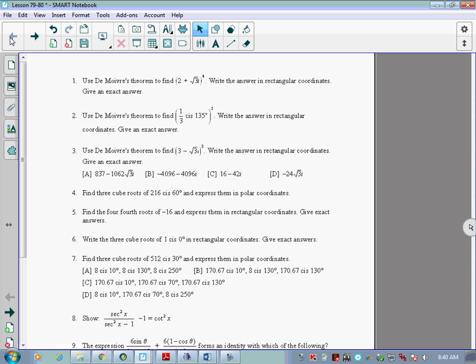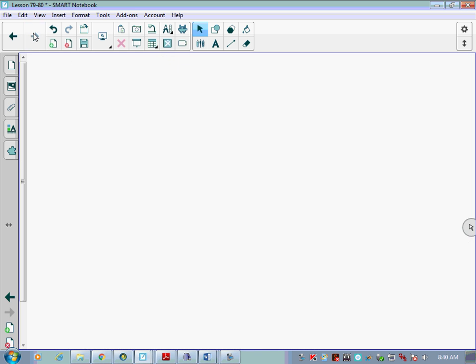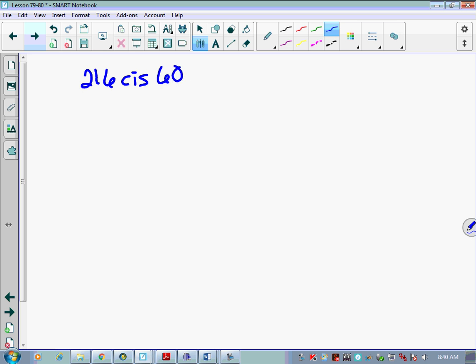All right, let's look at number 4. Find the 3 cube roots of 216 cis 60. This is going the other way. So instead of taking something to a power, we are rooting it. Effectively what we want on this is the 3 cube roots. Whenever we took it to a power, we took the hypotenuse and we actually took it to that power, right?